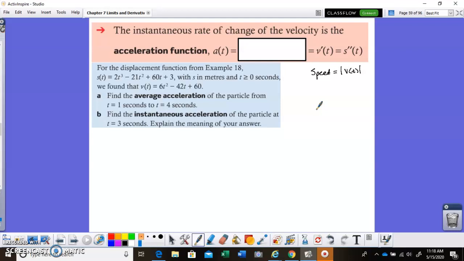Going back to that car example I mentioned in the beginning. If I'm going from home to school, my displacement, I think I said, was 5 miles. If I'm traveling at an average rate of speed of 35 miles an hour, that would be my velocity.